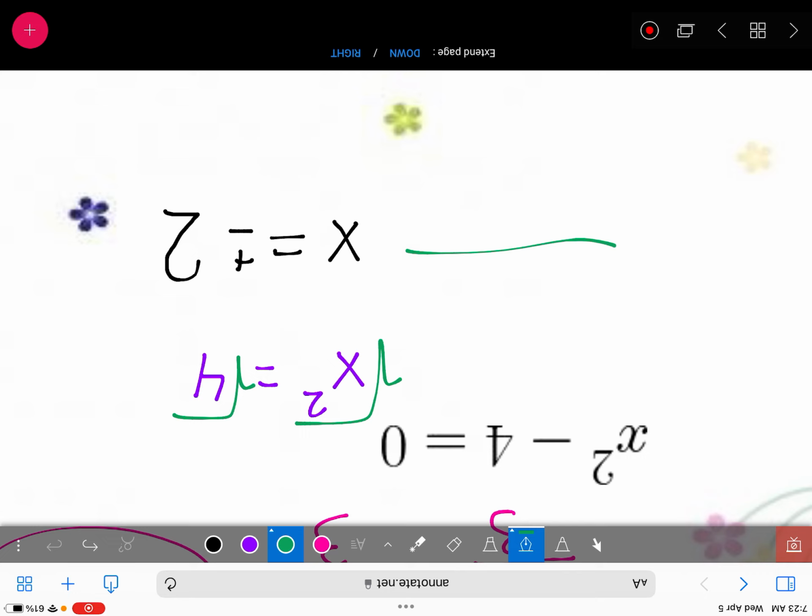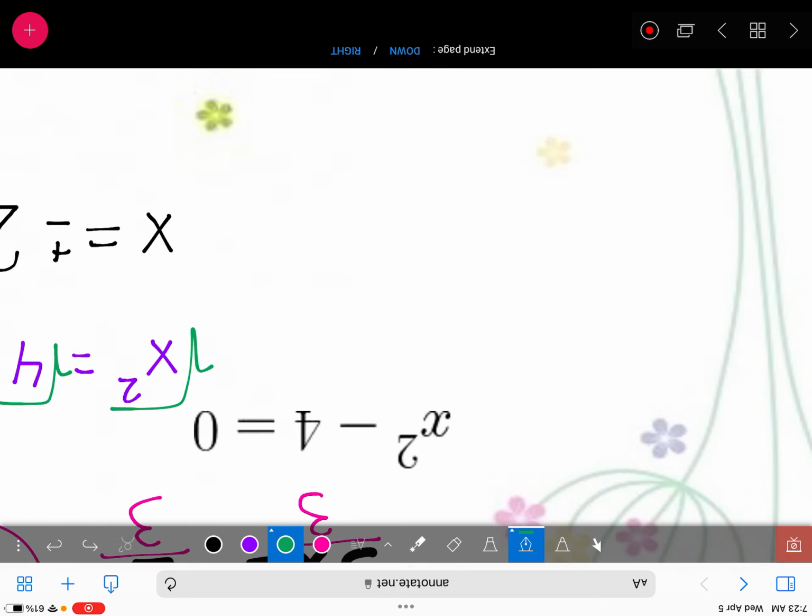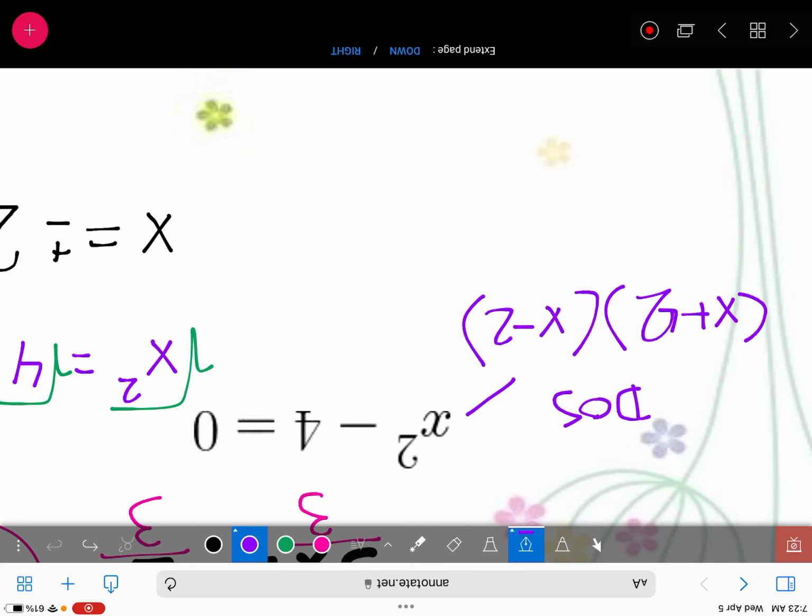Your other option up here, I said there were a few options you could do. Another option up here is to notice that this is difference of squares and factor it to be x plus 2 and x minus 2. That's also 100% a valid way to solve it.